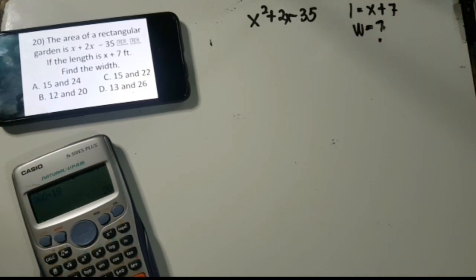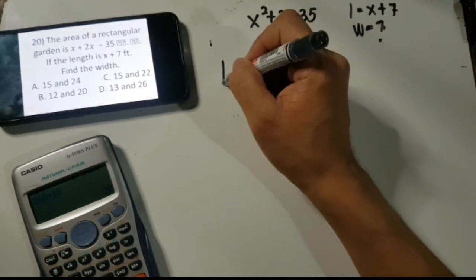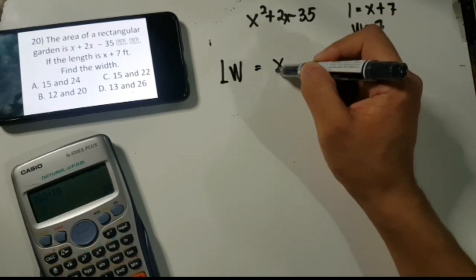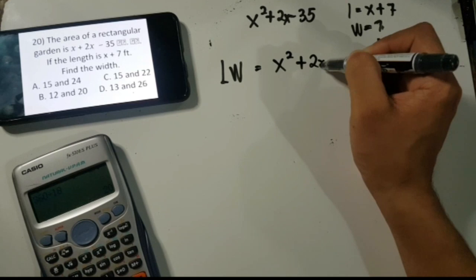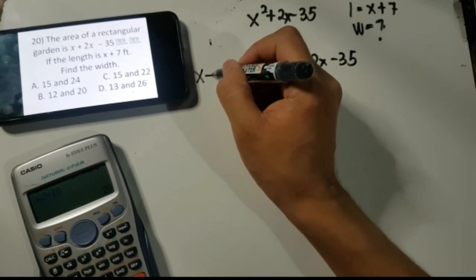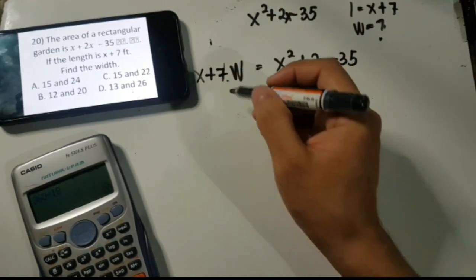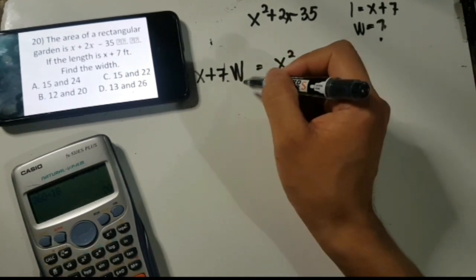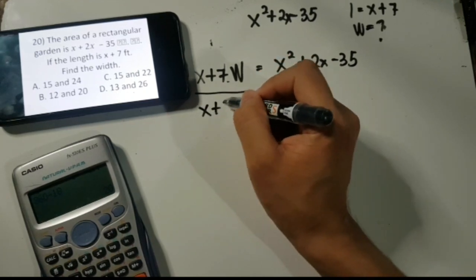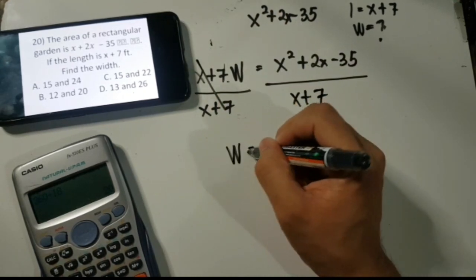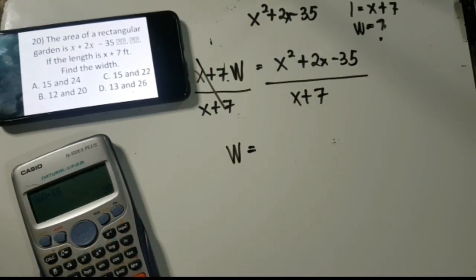So, tandaan nyo lang, yung formula for the area of the rectangle, length times width. So, area natin is equal to x squared plus 2x minus 35. Ang ating length is x plus 7. So, definitely, we can divide both sides by x plus 7 to get the value of w, or of the width. So, cancel. So, solve na natin yung value ni width.